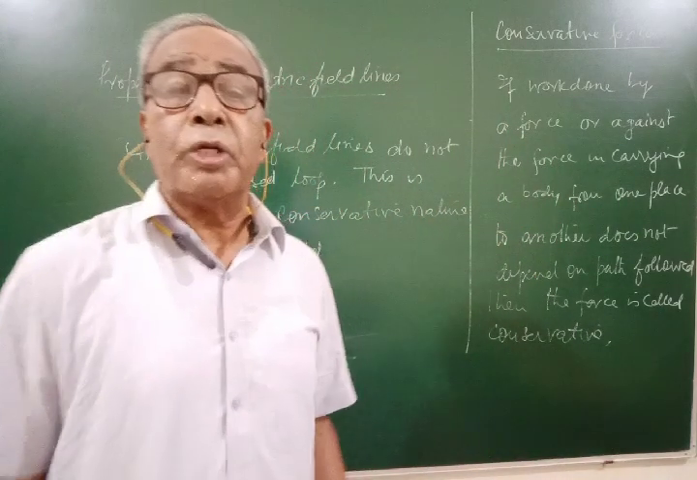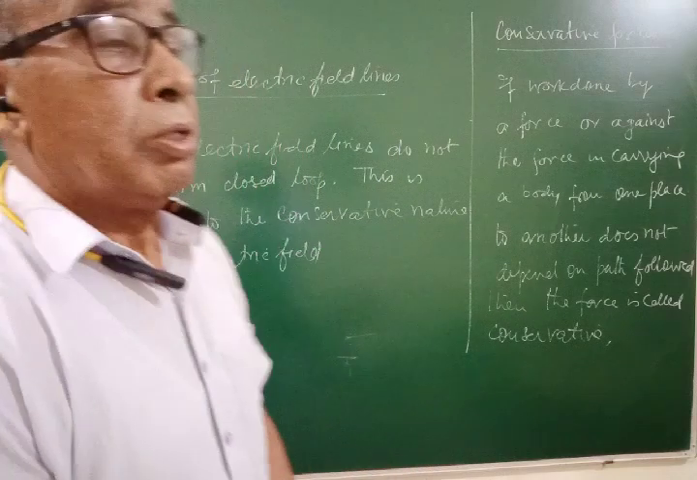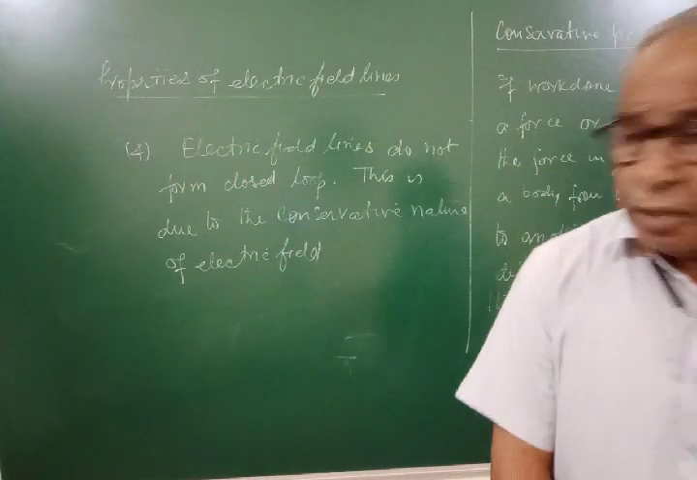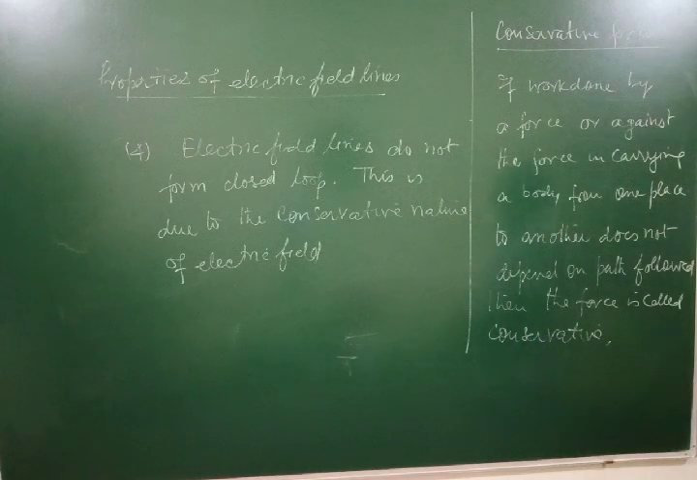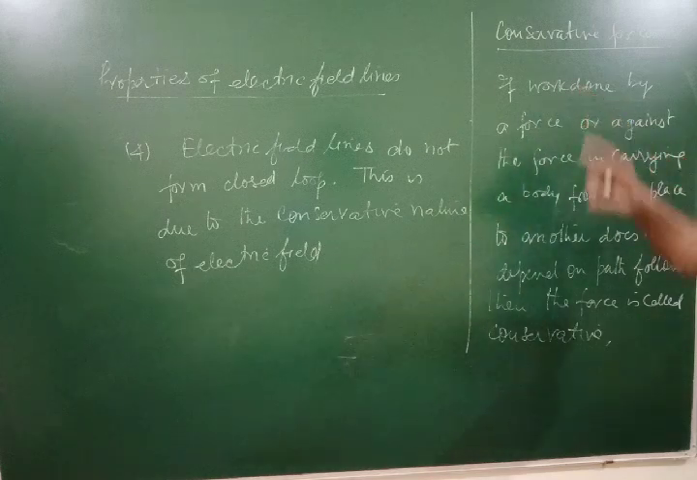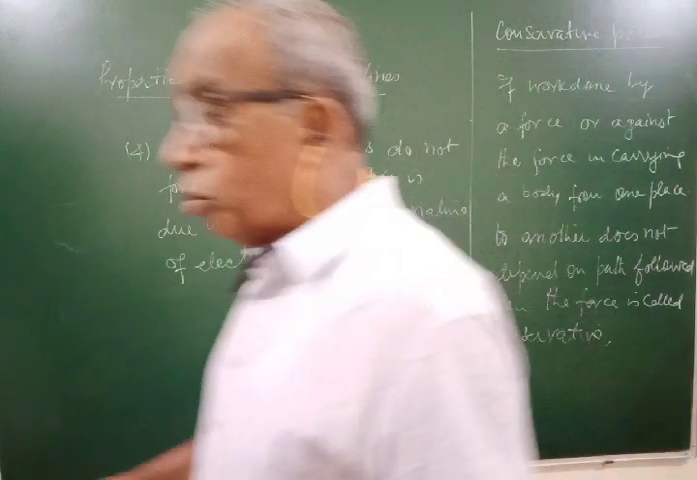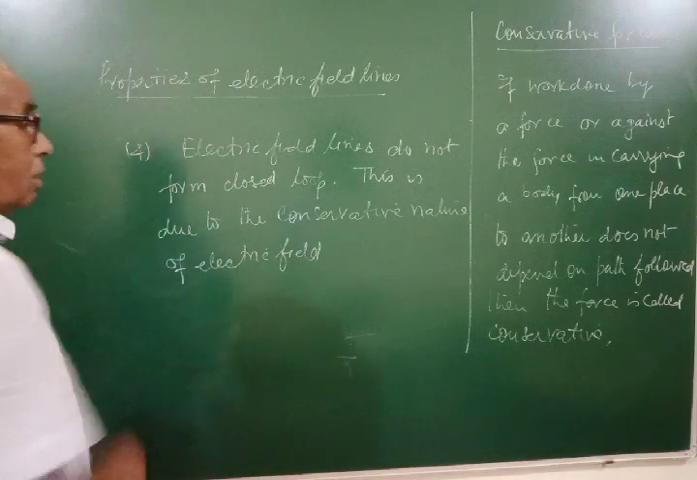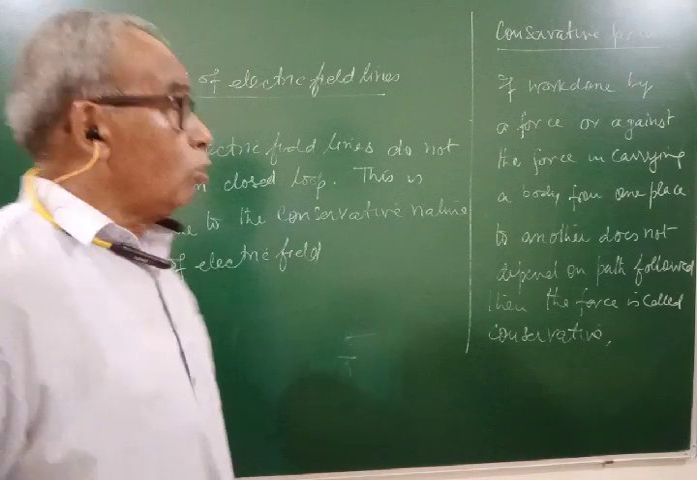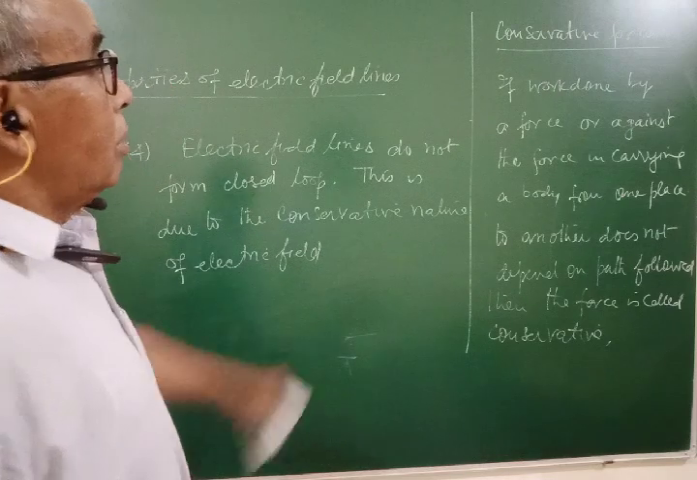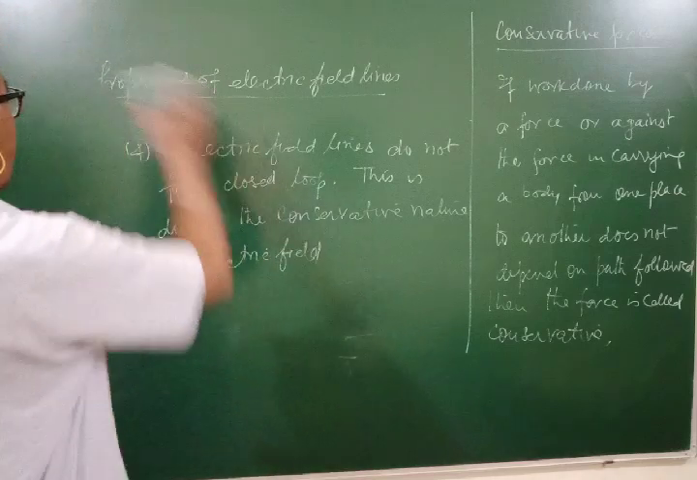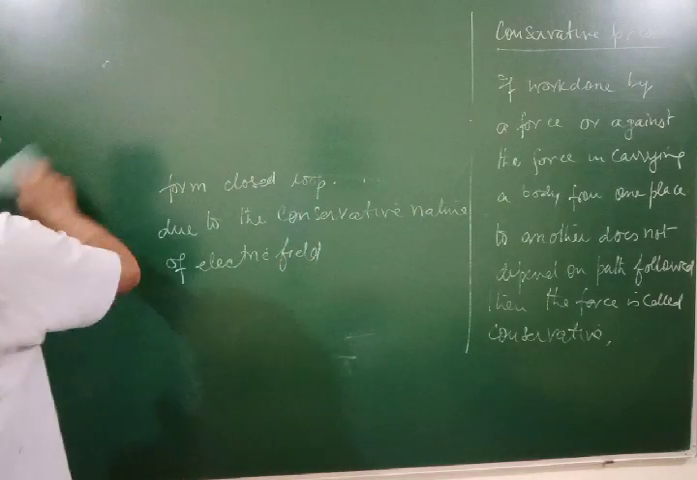Generally, the teacher asks this question in exams: define conservative force. Children take such a shortcut, saying the force does not depend on the path followed. Not the force, but the work done does not depend on the path followed. So our electrostatic field is conservative in nature. That is why the field lines do not make closed loops. I will tell you later that the work done in an electric field for a closed loop is 0.